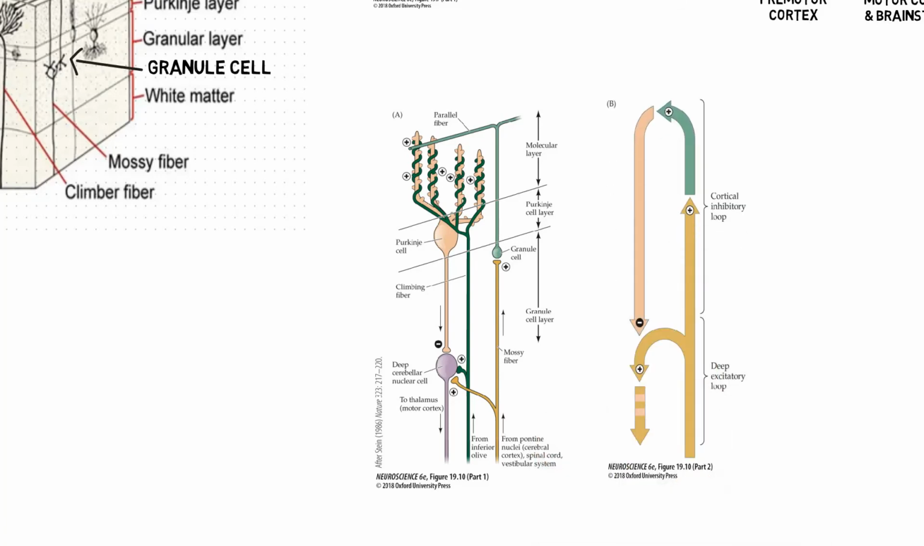This produces two loops, the deep excitatory loop and the cortical inhibitory loop. The deep excitatory loop is the excitatory input directly to the deep nuclei from the inferior olive and the mossy fibers. The cortical inhibitory loop is the projections to the Purkinje cells from the granular cells and the inferior olive, which produces an inhibitory output as part of an error correction to modify motor movement.